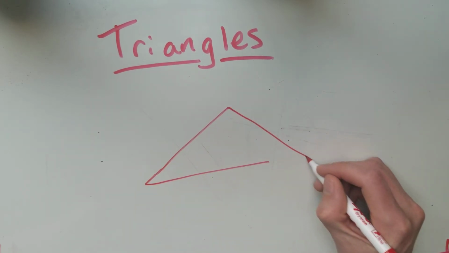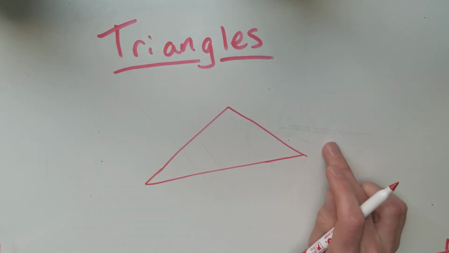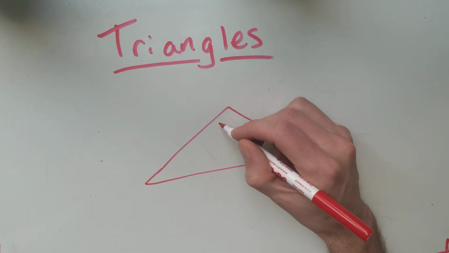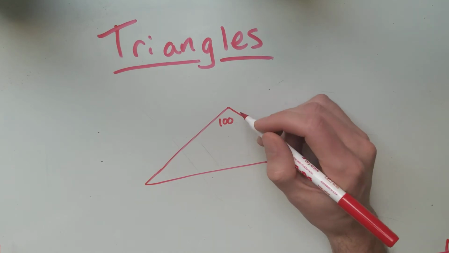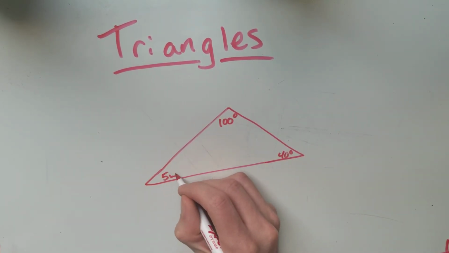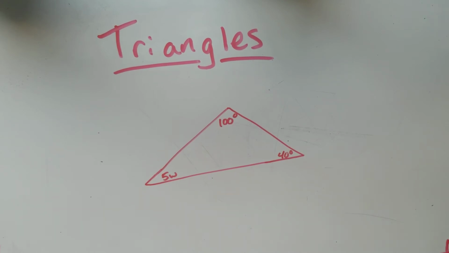We have a triangle that looks like this. We're given that this angle has a measurement of 40 degrees. This angle has a measurement of 100 degrees. And this angle has a measurement of 5w. So it's not just a regular old variable, now it's 5 times the variable. But still the same concept is true.